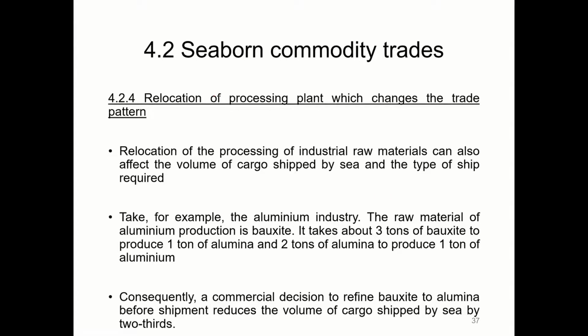Right, so the fourth factor has to do with the relocation of processing plants, which will change the trade pattern. Here the relocation of the processing of industrial raw materials can affect the volume of cargo shipped, which will affect the demand for maritime transport services, and also the type of ships required.